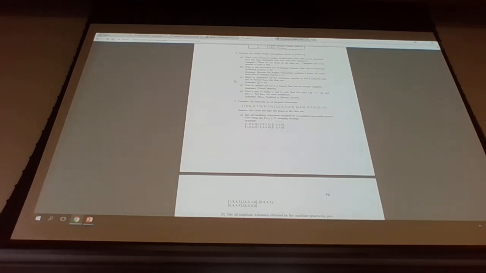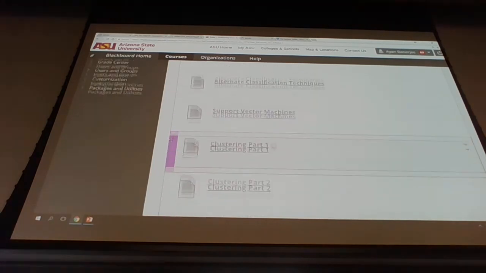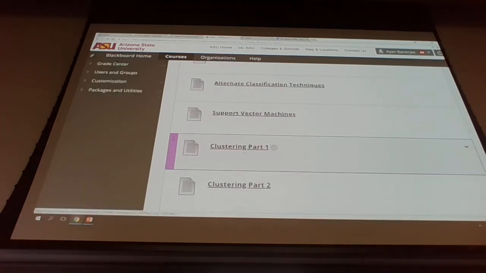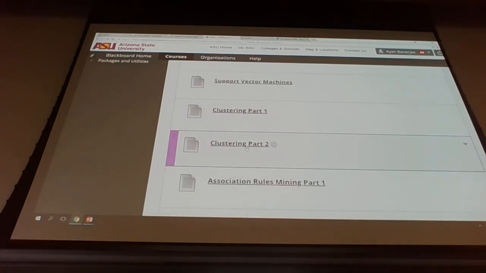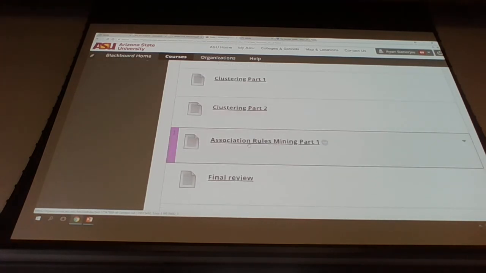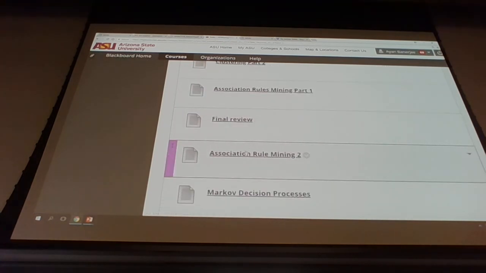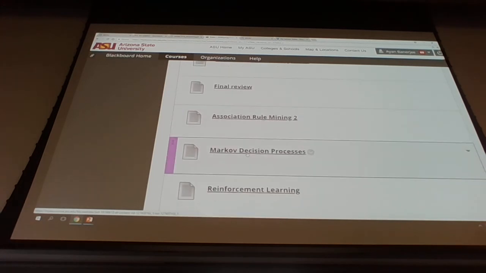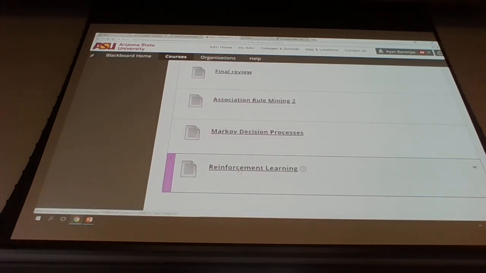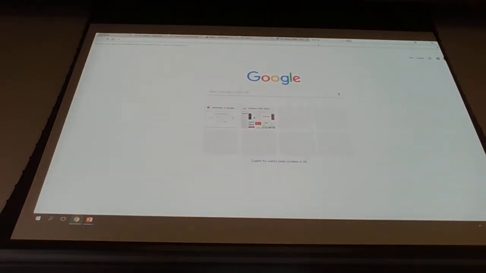We didn't talk about anything else apart from these things, and from the book we didn't talk about anything else. We started with clustering after the midterm, and clustering had two parts. Then association rule mining, which also has a second part, and then we talked about Markov decision processes and reinforcement learning. Now let me upload this paper that we just discussed.